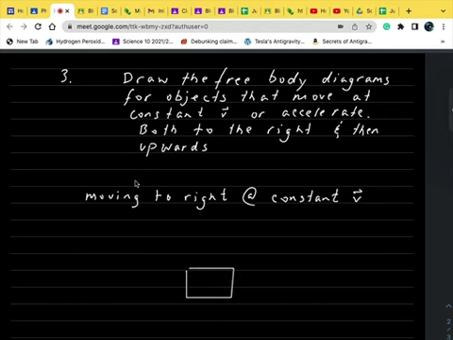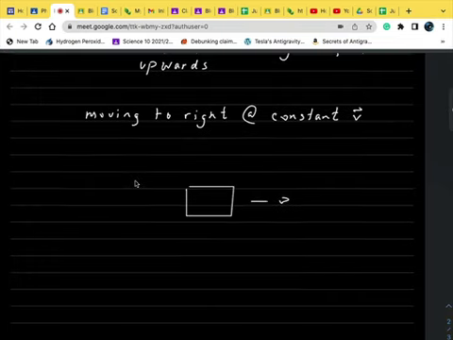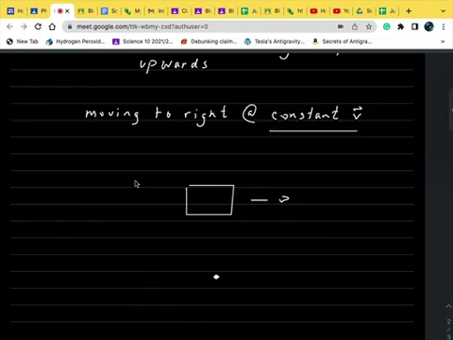Okay, now let's say it's moving to the right. What's the diagram for it? Just represent that little box, whatever it is, with a dot. What are the forces acting on it to move at constant velocity? Let's say there's friction. So I'll include that in it. What do you need to keep it moving at constant velocity? I'm not finished. Yeah. You need something acting to the right. Otherwise it'll slow down.